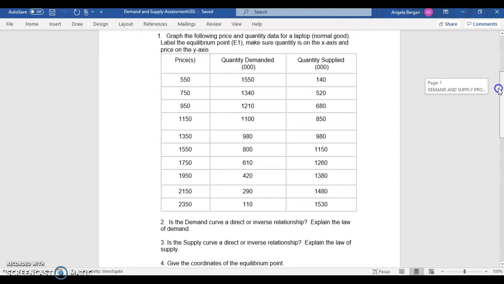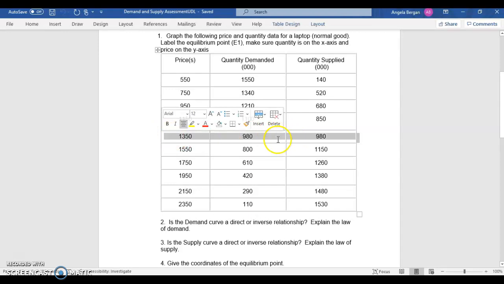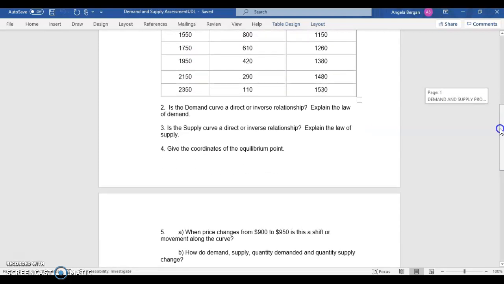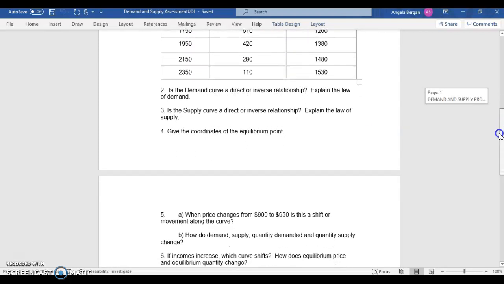Now, what occurs at the equilibrium? You want to look at where quantity demanded equals quantity supplied, and it'll be right here at this price level. You notice that quantity demanded equals quantity supplied at 980 units, and that's at a price of $13.50. So you want to make sure that the equilibrium is at that point.